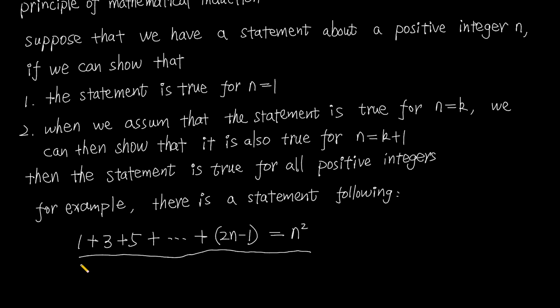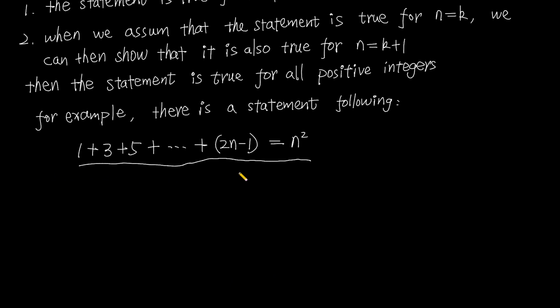Now we show how to use the principle of mathematical induction to prove this statement. First, we can rewrite this statement as: the sum from r equals 1 to n of 2r minus 1 equals n squared. So this is another form of this statement.